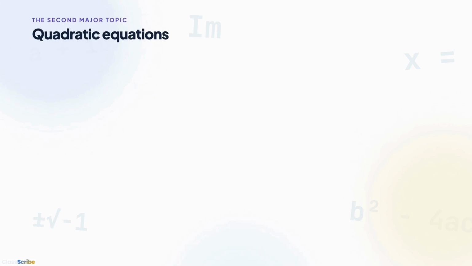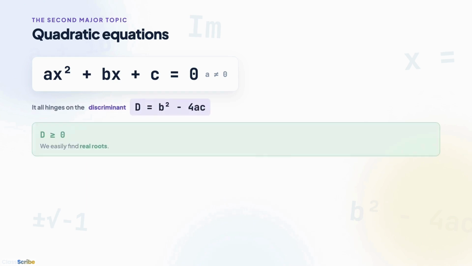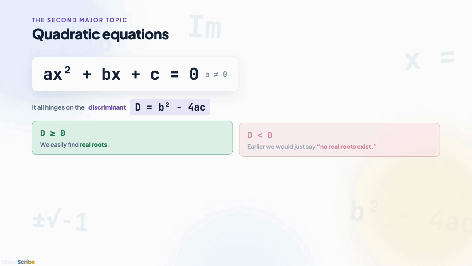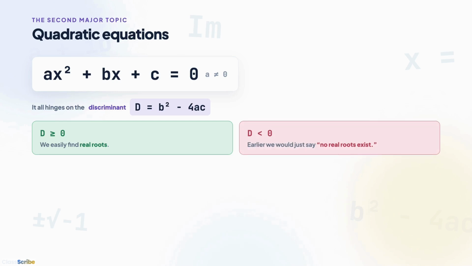Now let's move to the second major topic of this chapter, quadratic equations. We already know the quadratic equation has the form ax squared plus bx plus c equals 0, where a is not equal to 0. When the discriminant b squared minus 4ac is positive or 0, we can easily find real roots. But what happens when the discriminant becomes negative?